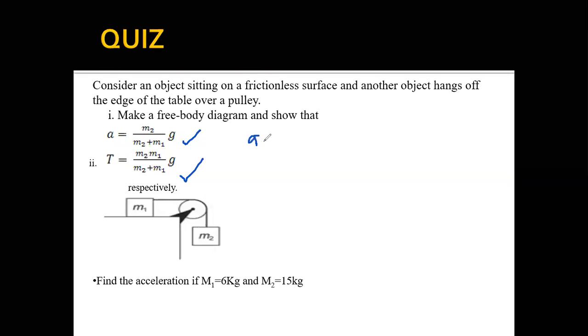So for example, in this case, acceleration will be what? M2 is 15. Take note that in our earlier formula, we said M2 is bigger than M1. So in this case, indeed, M2 is bigger than M1, so we apply the formula as it is. That will be 15 over 15 plus 6, all times 9.8. The same way with the tension.